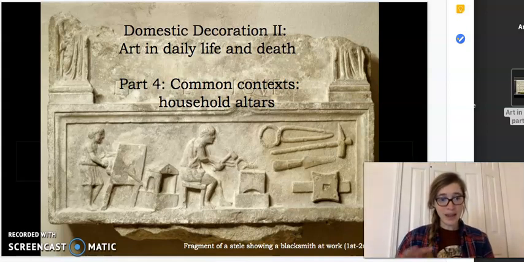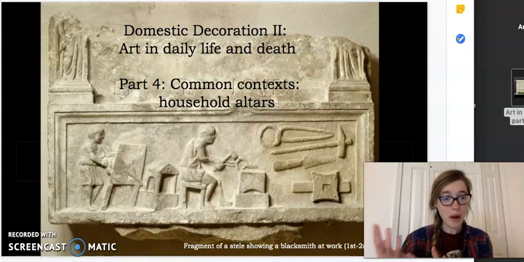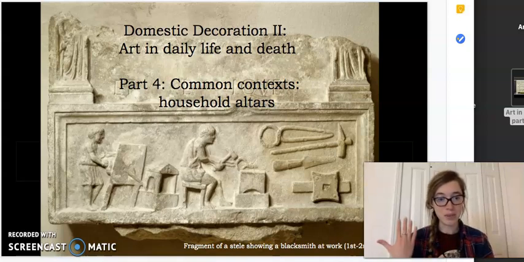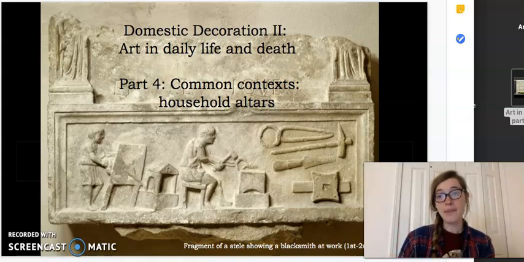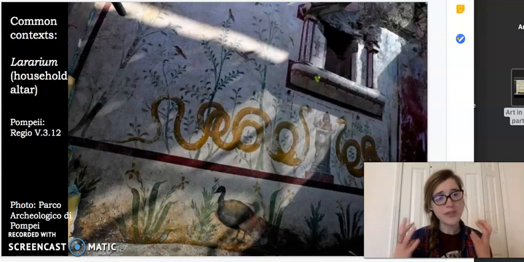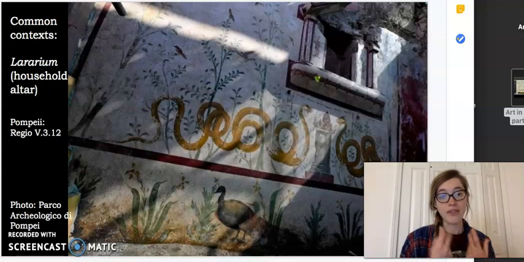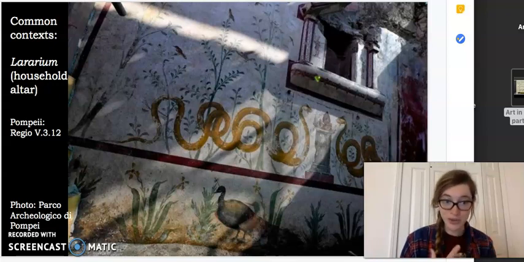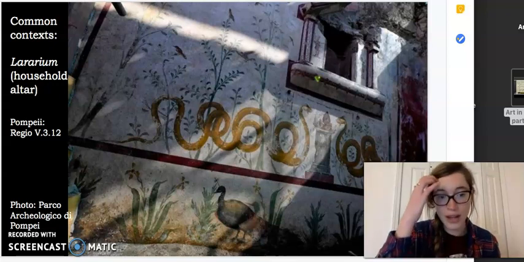In this section and in the next couple sections, I'm just going to introduce a couple of common contexts in which we see a lot of this plebeian style art showing up. And the first is the lararium, or the household altar, which I mentioned briefly in the last video. Most Roman houses have, and many Roman businesses too, have lararia, which are either niches or built structures that are set aside for the household gods and for offerings and statues to those household gods.